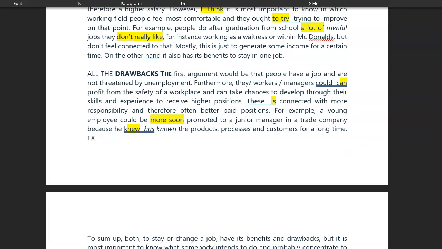So, example. Give me an example. You can make it up. It's absolutely fine. Have a look at some of the essays on our website. That will just give you an idea what I mean.